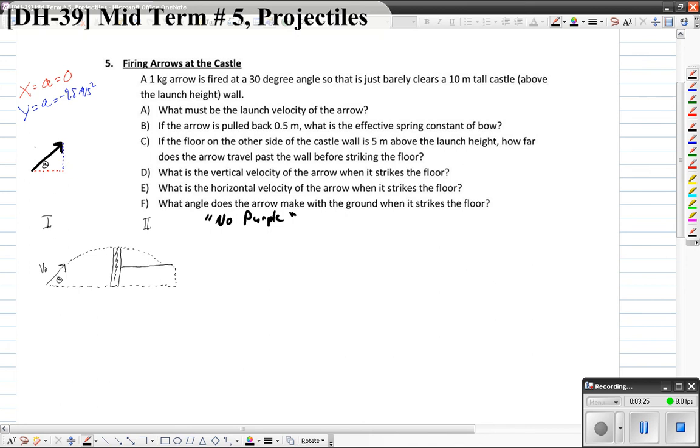So if this is theta and this is v0, the y component is going to be equal to v0 times the sine of theta, and it will always be the sine of theta because it's the opposite side of this triangle. That's the way we draw these. For the x direction, the velocity component in the x direction is going to be equal to that initial velocity, that magnitude, times the cosine of the angle. That's the way we're going to approach these.